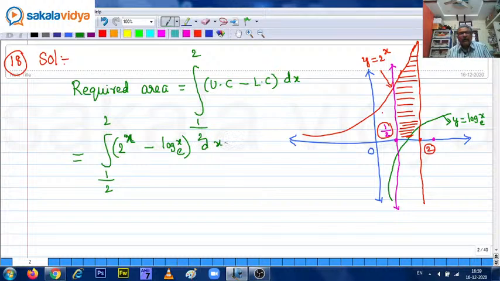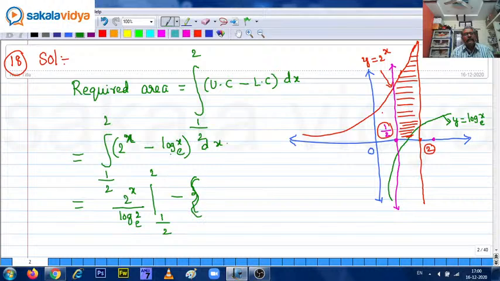Now let us find the integral of 2 power x. The integral of 2 power x is 2 power x by log 2 base e, with limits half to 2. Minus the integral of log x to the base e, log x into 1 dx. Here the first function is log x. The integral of dx is x, minus derivative of log x, which is 1 by x, times x dx. Again limits half to 2.